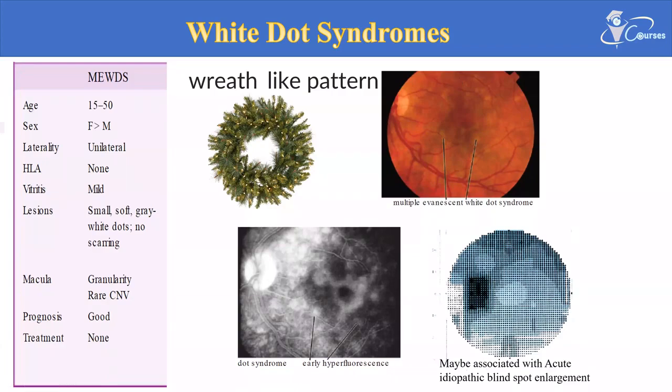Also, there is a very common feature, frequently asked in the exams, that these patients can present with acute idiopathic blind spot enlargement. If you revise the first lecture in this course, where we discussed neuro-ophthalmic visual field defects, we said one of the causes of an enlarged blind spot is multiple evanescent white dot syndrome. This is acute idiopathic blind spot enlargement. The prognosis is good, and no treatment is required.